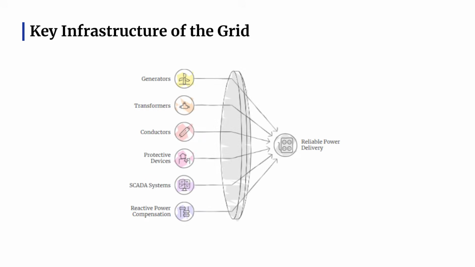To summarize, a power system relies on several critical components. Generators act as the primary supplies, while transformers adjust voltage for efficient travel. Conductors, overhead or underground, physically carry the energy. Protective devices like fuses and breakers prevent damage, and SCADA systems allow for remote monitoring and control of the entire grid. Finally, capacitors and reactors are used to maintain voltage stability and manage reactive power.